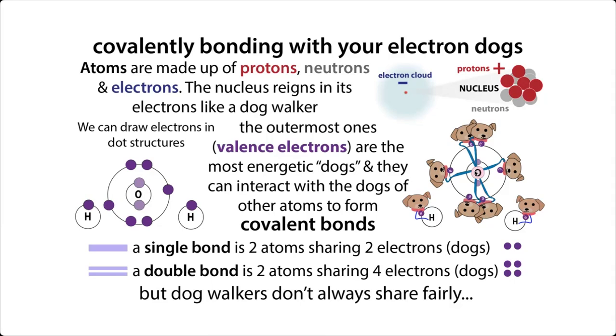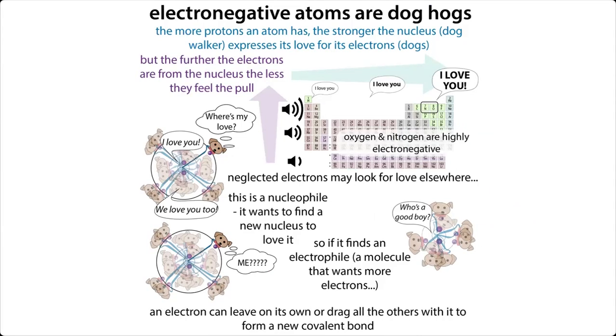And those protons are kind of like dog walkers that are holding onto them on leashes. The more electronegative the atom is, the tighter those leashes are going to be. This is going to be a combination of how many protons they have, so how much pulling strength they have, as well as how far away those dogs are.